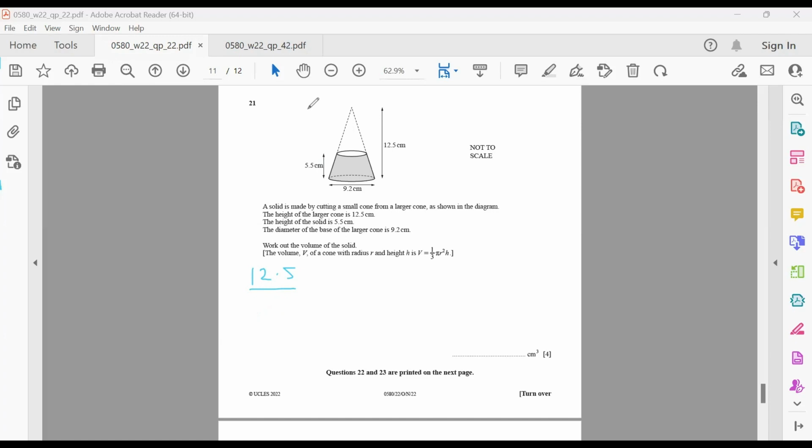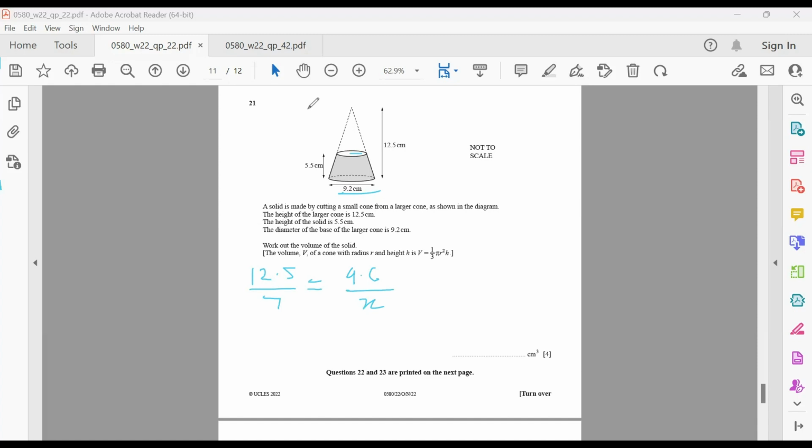So I made the same mistake. So the height is not 5.5, it's actually 12.5 minus 5.5, which is 7. So I'm just gonna write 12.7 is equal to, now the diameter is 9.2. We need to get the radius. So that's 9.2 divided by 2, which is 4.6. So 4.6 upon, we don't know this radius, so we're just gonna leave it as x.